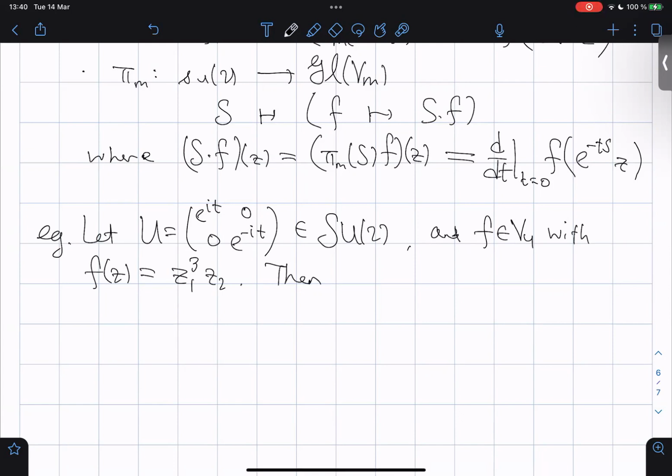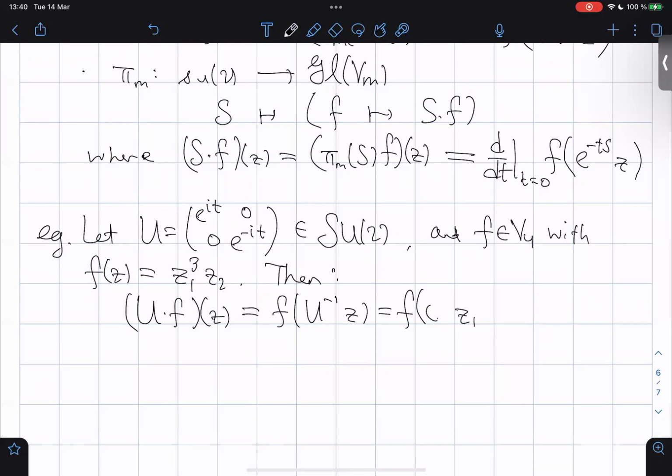Okay, so let's let U act on F. So this is a new function, and I want to identify which function that is. So we have to let it act on a Z. And by definition, this is F of U inverse of Z. More explicitly, on Z1 and Z2.